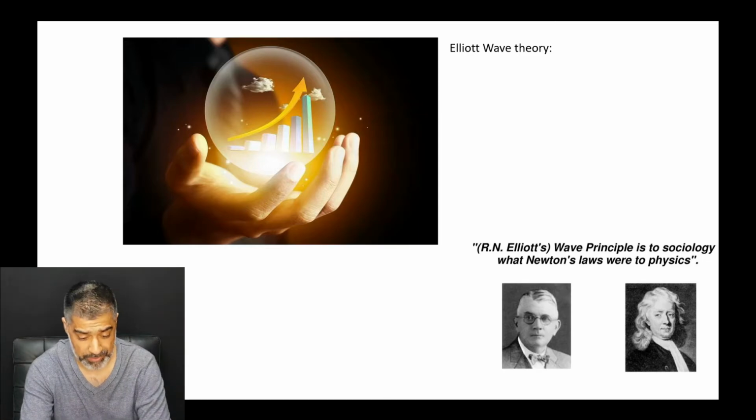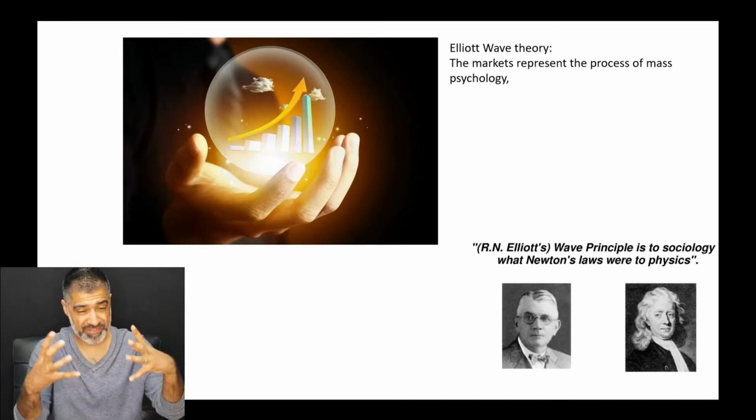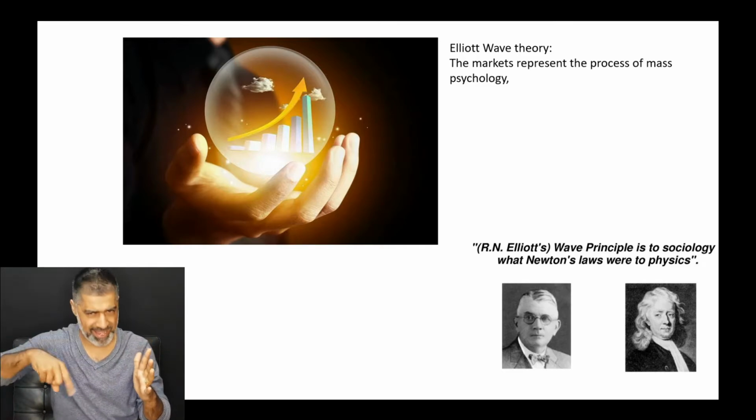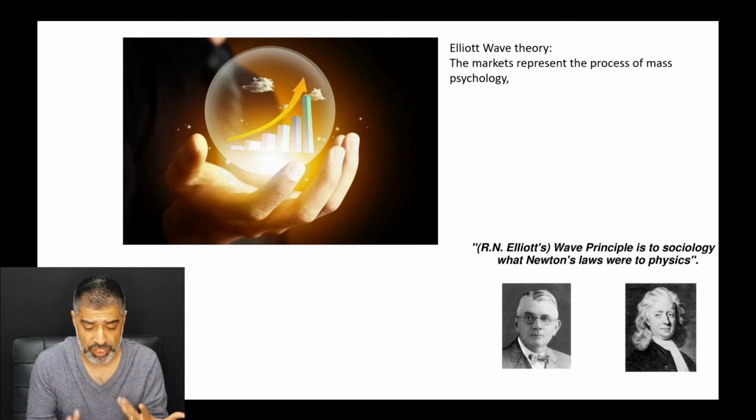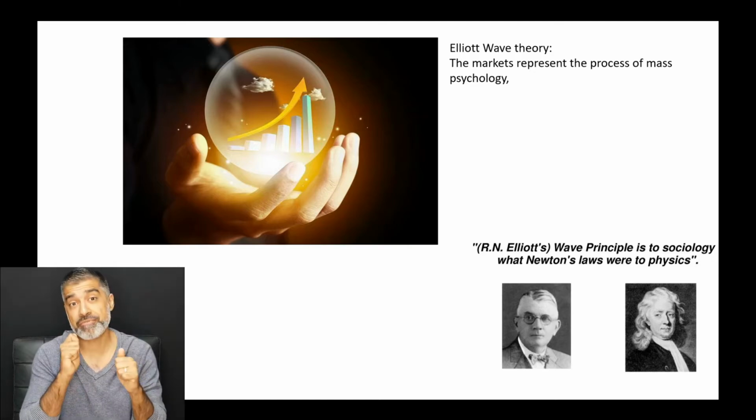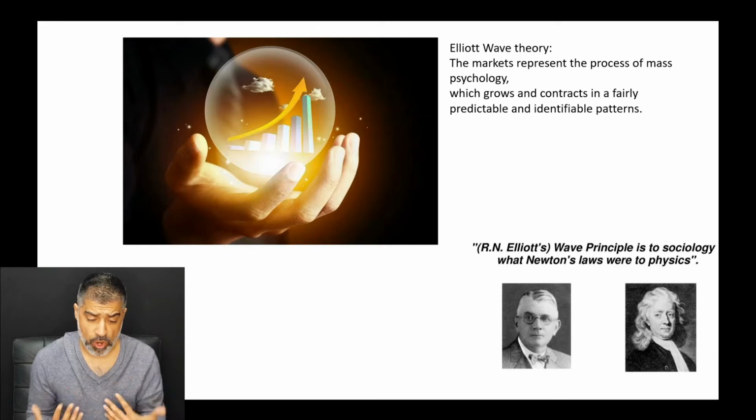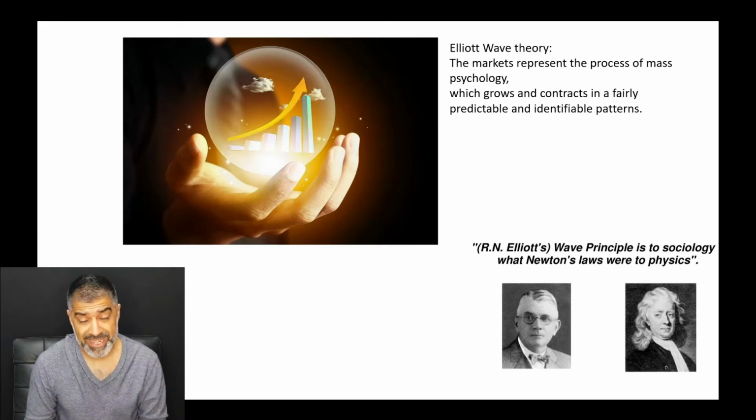So just a quick definition to help us out. The market, which is like the price action, if you've ever seen the price of Bitcoin and the lines are moving up and down, the markets represent the process of mass psychology. And the two main emotions are fear and greed. And the markets grow and contract in fairly predictable and identifiable patterns, right?